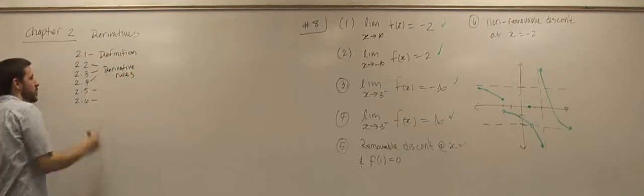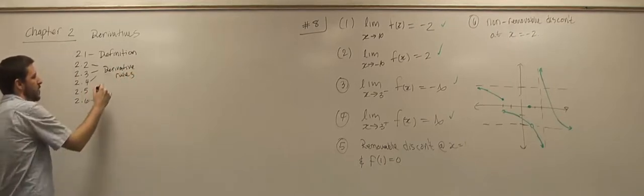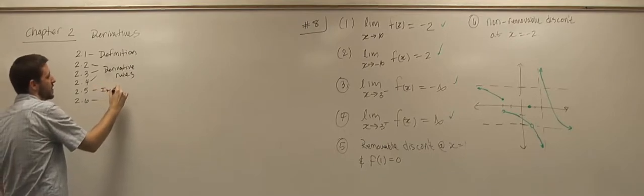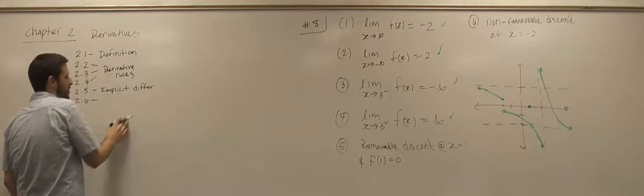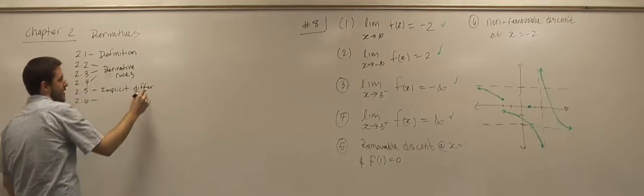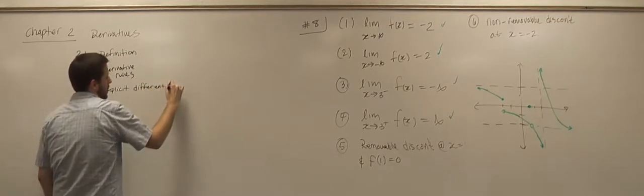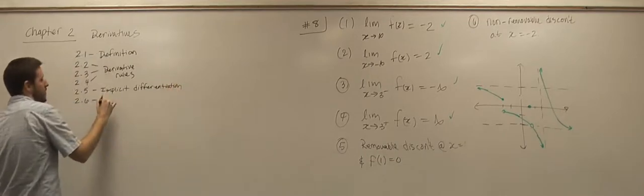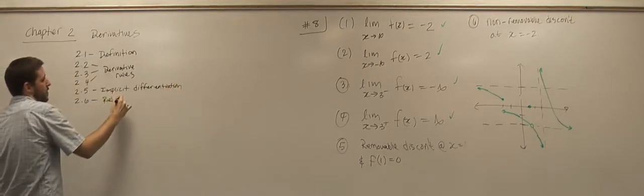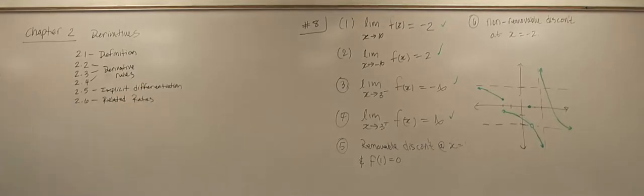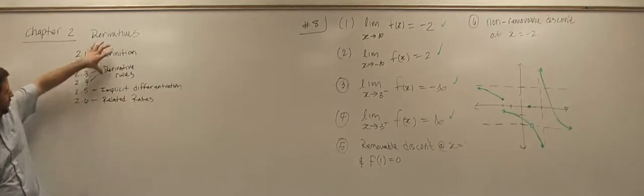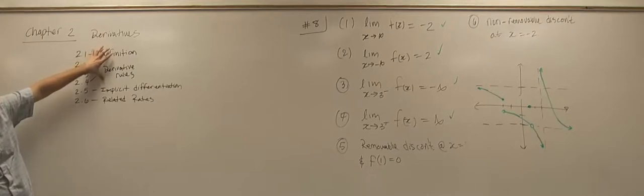2.5 and 2.6 are kind of applications. 2.5 is about something called implicit differentiation. So it's the derivative applied in a slightly broader context. And then 2.6 are related rates problems, which are word problems. Most of this chapter, what we're going to be doing is talking about what a derivative is and how we find it for any given function.